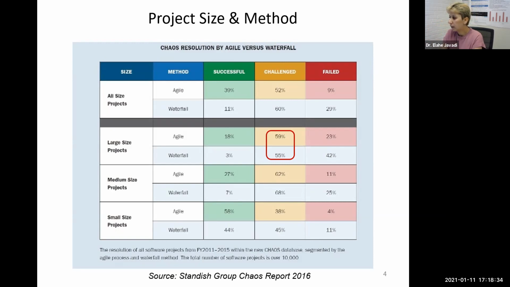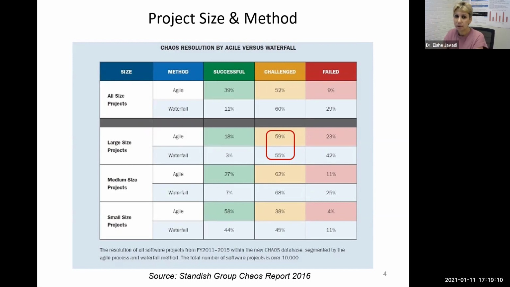And what I want you to do here, spend 2 minutes on this chart that I'm giving you. It looks at the success rate, challenge rate, and failure rate for projects based on their sizes and based on their approaches. You're going to spend 2 minutes and you're going to give me a statement. For example, look at the box that I highlighted.